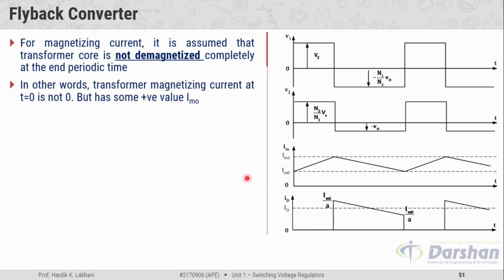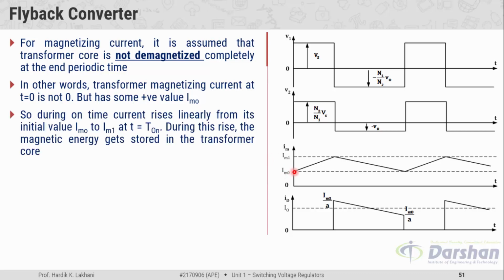In other words, consider the transformer magnetizing current at t is equal to 0. That means at this instant the magnetizing current is not 0, because we are considering the continuous conduction mode. It has some positive value, which is Im0. During this on time, the current rises from its initial value Im0 to Im1 at the instant t is equal to t on. During this rise, the magnetic energy gets stored in the transformer core.